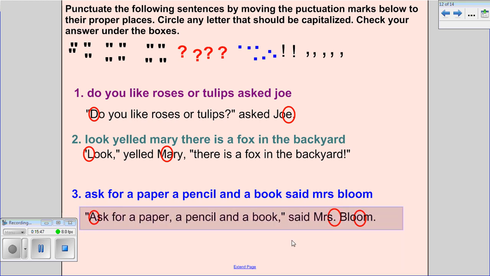All right, let's compare your work. Here you're going to notice that Mrs. Bloom says, "Ask for a paper, a pencil, and a book." Therefore, that needs to be in quotation marks. Also, you need to have a comma before the dialogue tag, and then your period comes here after Mrs. Bloom. Also, please remember that we've capitalized "ask," and we've also capitalized Mrs. and Bloom because those are the names.